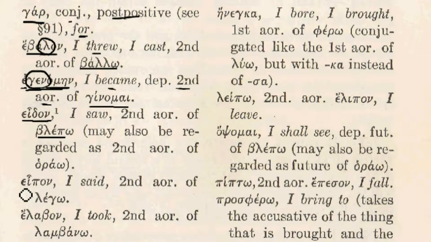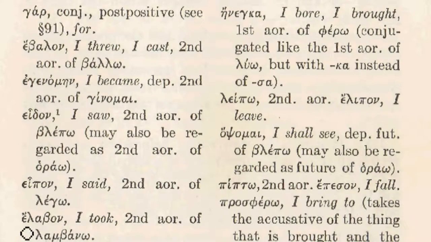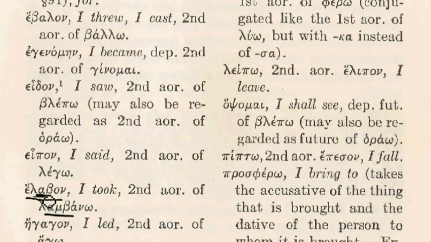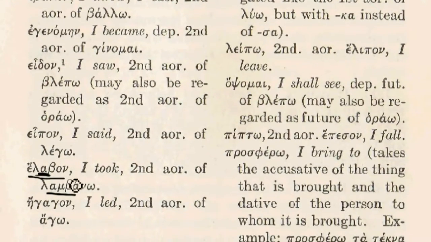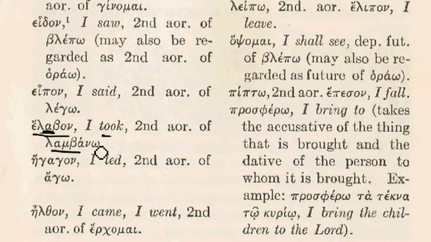Eipon, similarly somewhat unexpected, is the aorist of lego, I say. Eipon, I said. Here we have the word that I was mentioning in the opening discussion, elabon. It's from lambano. Again, you'll see that the original stem has been contracted somewhat from lamban to simply lab. Elabon, I took or I received. So we've already talked about that a little bit.